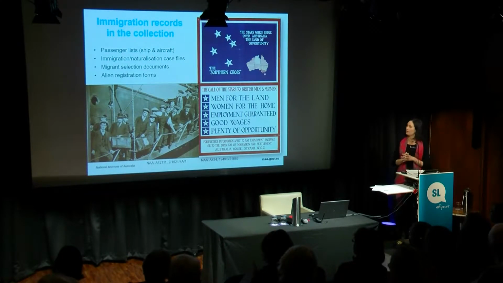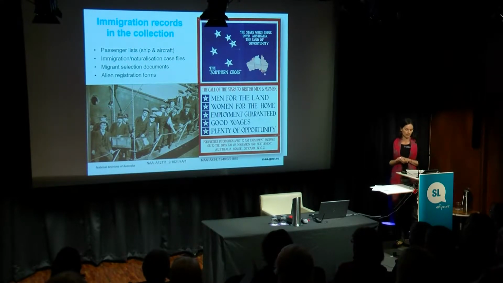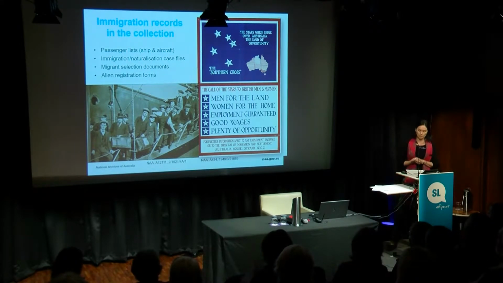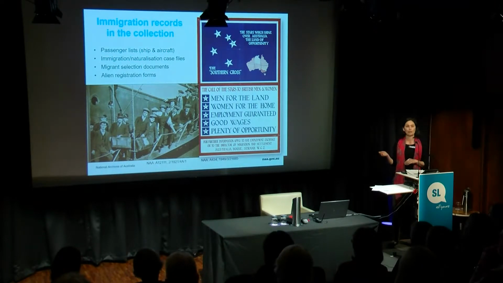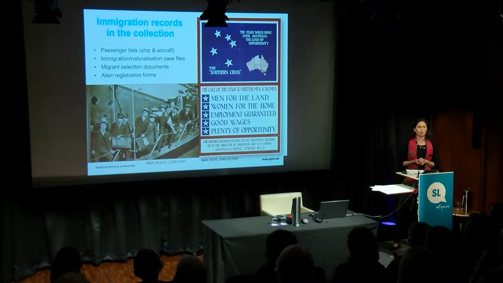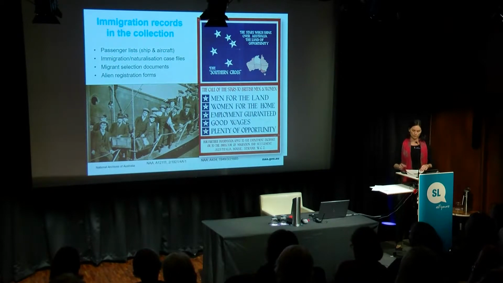On screen here you will see a list of the main types of immigration records held in the National Archives collection. The National Archives is responsible for the storage and public access of records created by the Australian Commonwealth Government. Only records of permanent value are kept, and this includes records of immigration, and immigration records make up a very large proportion of our collection. According to the law, the public have a right to access our records in the collection once they're over 20 years old.